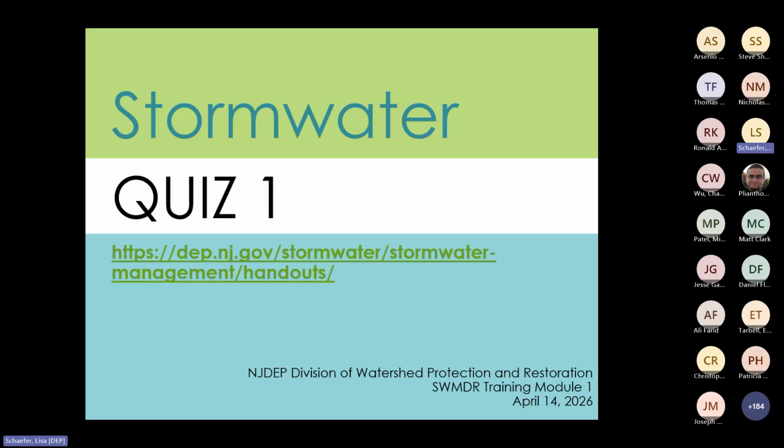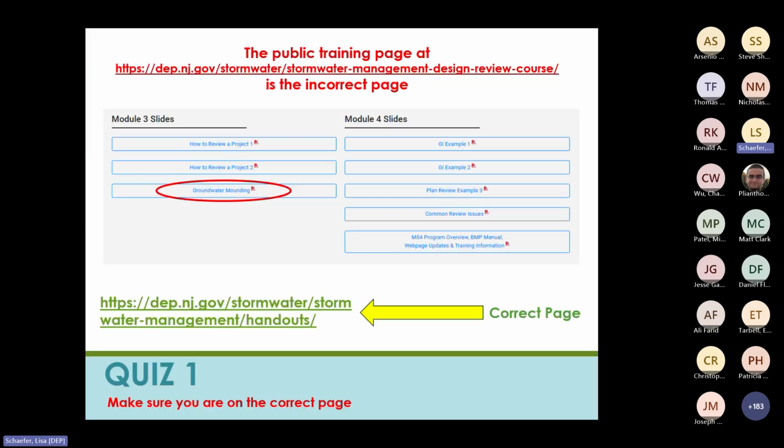Or if you're going to open your quiz on your computer from the hidden training page, you want to make sure you're not on the public facing one. You probably want to open that in another window or tab so you're not booted out of the meeting. The quiz link is going in the chat, and I'll just run through this real quick. If you're on the page that has groundwater mounding over here, you're on the public facing page. This was last fall's layout. That's the public one. This down here is the correct page. So make sure you're on the correct page.